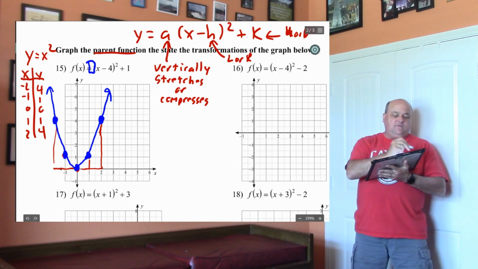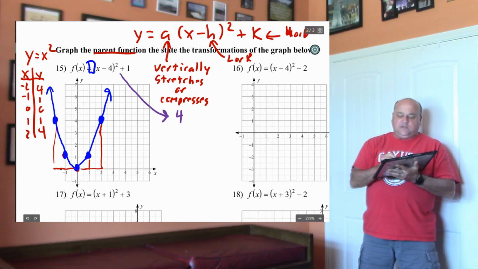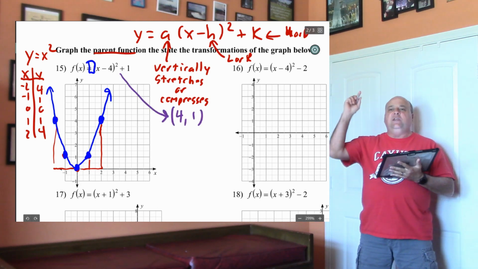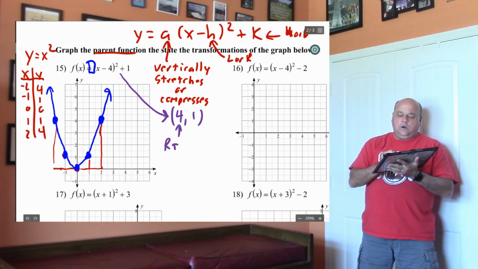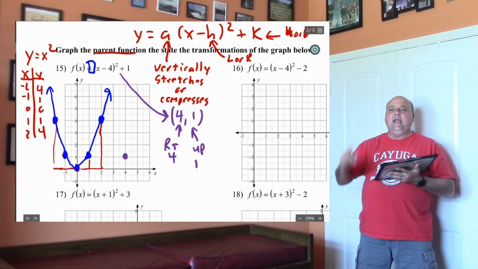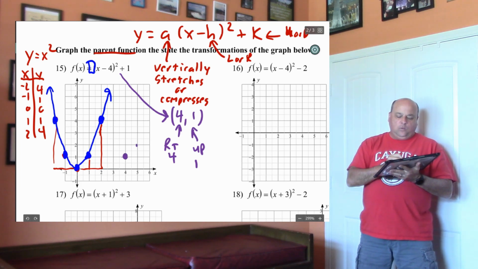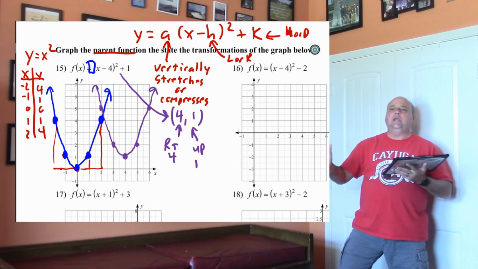So let's look at number 15. Let's just write down the vertex. The vertex of this would be 4, 1, wouldn't it? The h is opposite. So this is right 4, and this is up 1. So if I were to go right 4 and up 1 and draw another dot and repeat the pattern, over 1, up 1, over 1, up 1, over 2, up 4, over 2, up 4, and draw my new parabola. Boom. Okay, that's all you got to do.